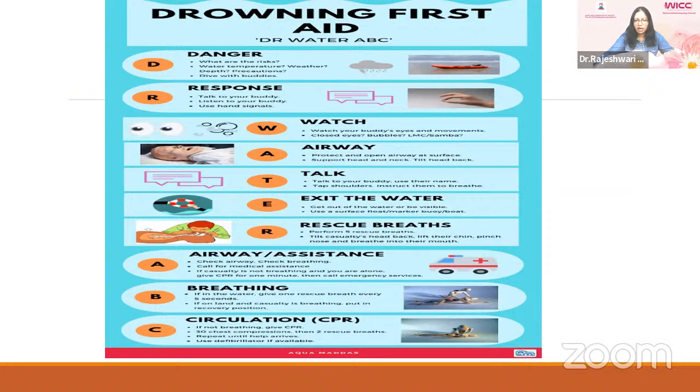Then response, how to elicit the response, talk to that person who has drowned, okay, try to talk to them, listen to your buddy, use hand signals. Also, the person who is along with you, who's trying to give the rescue, communicating with them is also very important. If both of them dive together to help that person, okay, this is also used for them. Watch your buddy's eyes and movements, closed eyes, bubbles, LMC, Samba, all this was yesterday discussed, isn't it?